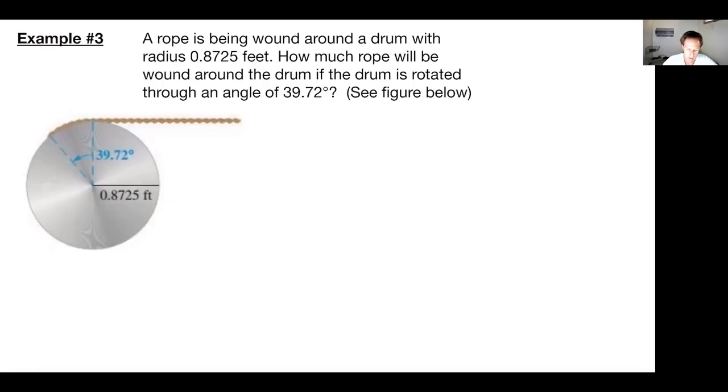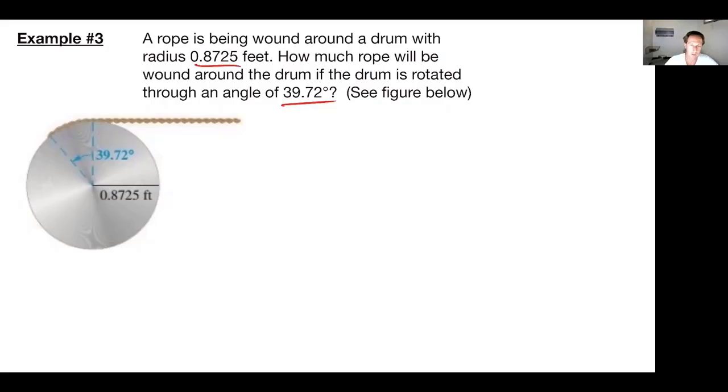Okay, just like we saw for arc length, must be in radians for both to use these specific formulas or equations. But they're asking us to find a rope that's being wound around a drum with this size of a radius. How much of that rope will be wound around? I don't know why they put these tongue twisters in. If the drum is rotated through an angle of 39.72, and I put the graph here below. So again, whether we start it north like this or start it over here and rotate that 39.72 degrees, either way, immediately you should see that there are 4 sig figs.